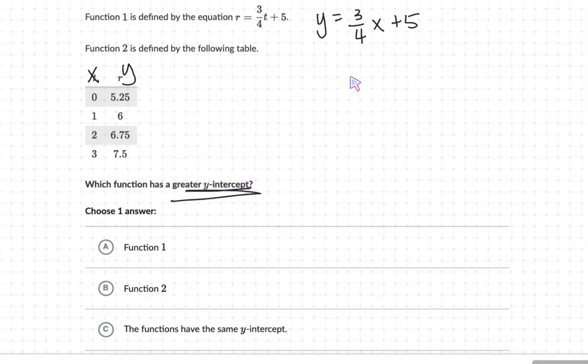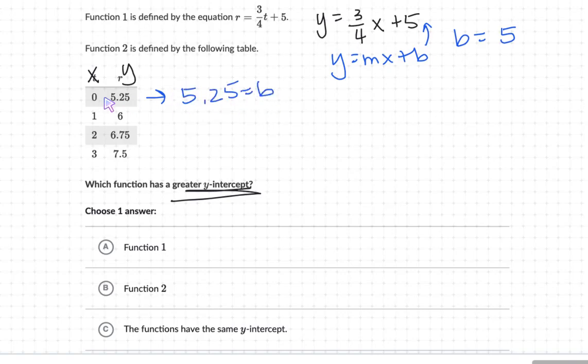Okay, so we want the greater y-intercept. So we need to find the y-intercept for both of these. This is the m. So this one right here is the b. The y-intercept for function 1 is 5. The y-intercept for function 2 is 5.25 because it's paired up with the 0 for x. So we are comparing 5 and 5.25, 5 and 25 hundredths. Greater y-intercept would belong to function 2.